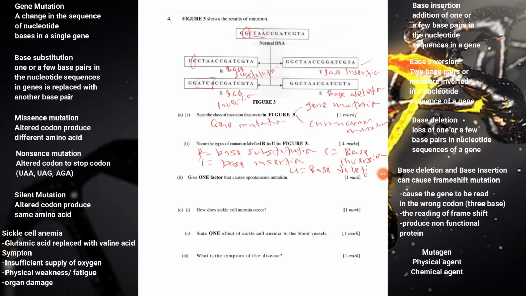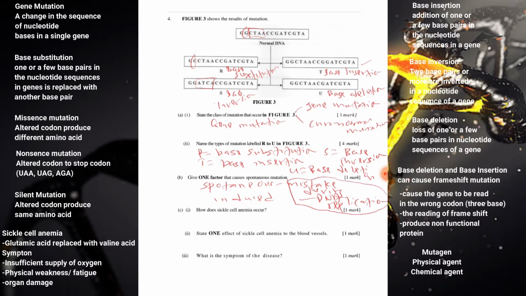Okay, give one factor that cause spontaneous mutation. Okay, there are two type of mutation. Okay, so the first one is either spontaneous or induced. Okay, for spontaneous, one factor is mistake during DNA replication. That's the answer. Mistakes during DNA replication.